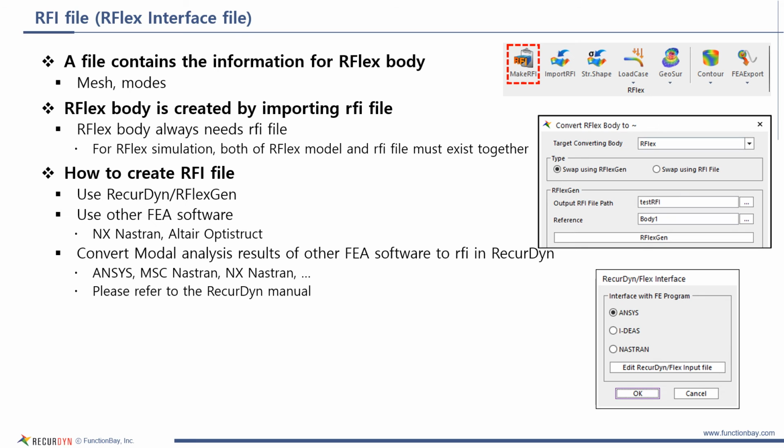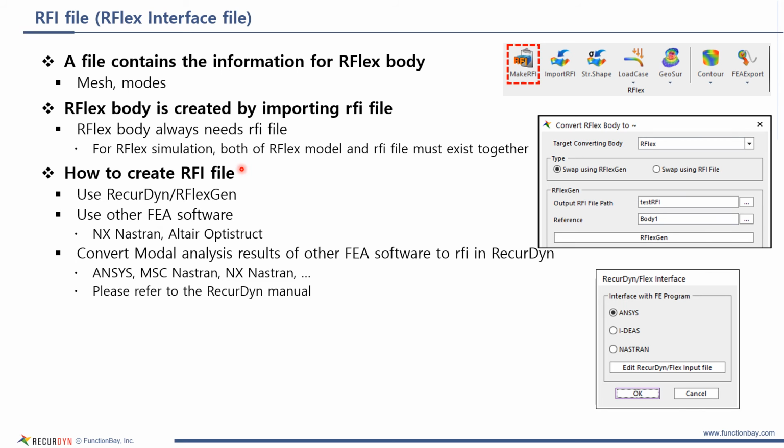RFI files should be explained also. RFI file is an abbreviation for RFlex interface file. This file contains information to create an RFlex body such as mesh and mode information. The RFlex body is created by importing an RFI file into RecurDyn. In order to use RFlex, the corresponding RFI file must always exist even after importing it. If the RFI file is missing, the RFlex body cannot be used.